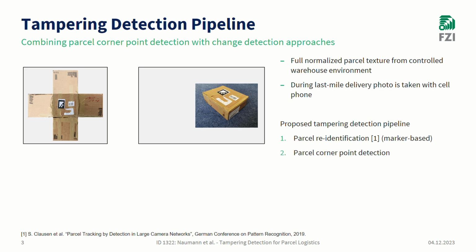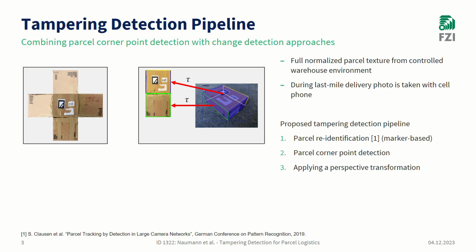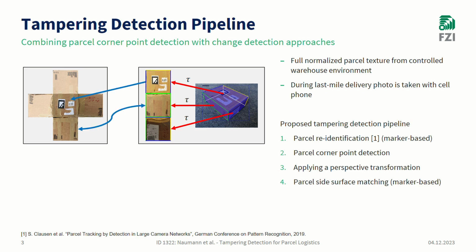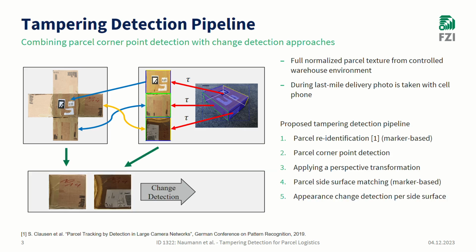Next, we apply keypoint detection to identify the 8 parcel corner points. Using the parcel corner points, we can apply a perspective transformation to create 400 by 400 pixel viewpoint invariant parcel side surface views. This is done for all 3 visible parcel side surfaces. Note that these representations are already uniformly rotated with respect to the ArUco marker. Next, we perform parcel side surface matching to identify corresponding side surface pairs. For one such pair, we then apply the final step. We take the side surface representations and apply change detection approaches to classify whether a parcel has been tampered with or not.